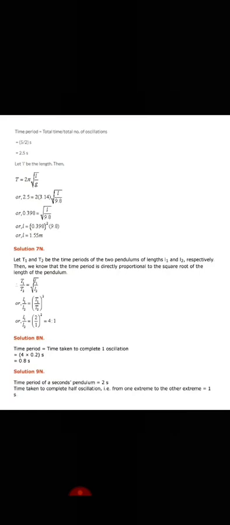Last question is, time period of a seconds pendulum is 2 seconds. How much time does it take to go from one extreme to another? I know to go and come it takes 2 seconds. So only to go it will take 1 second. Very easy. Answer is 1 second.